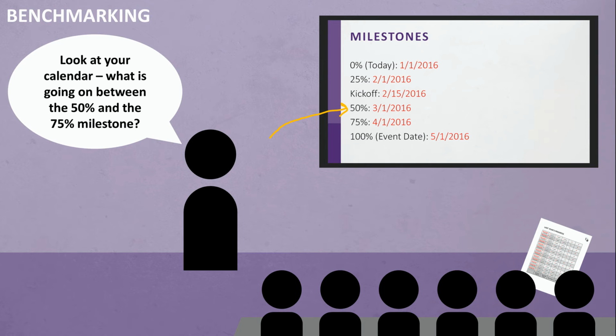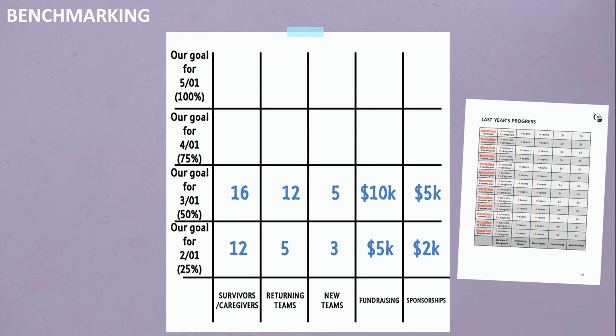Point out the date on the slide and ask, look at your calendar. What is going on between the 50% and the 75% milestones? Again, consider those opportunities and barriers, and with the calendar in mind, have the group determine their 75% milestone goals for survivors, new teams, returning teams, income, and sponsorships. Capture these goals on the flip chart, and participants will also write them in their workbook.